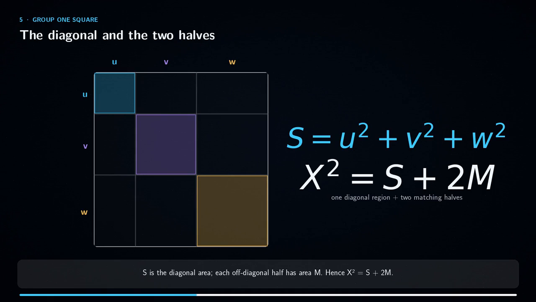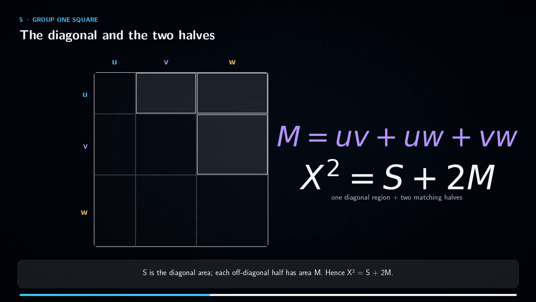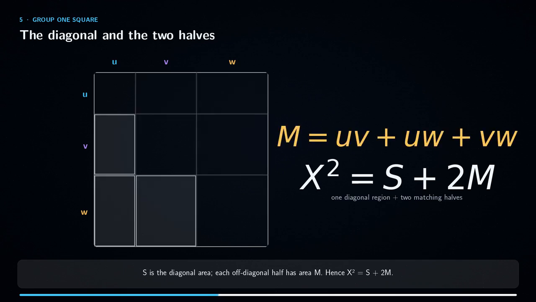Cut either square into the same u, v, w grid. Its 3 diagonal pieces have total area S, u squared plus v squared plus w squared. Above the diagonal, the 3 unlike products total M, uv plus uw plus vw. The reflected half contains the same 3 areas again. Therefore, x squared equals S plus 2M.